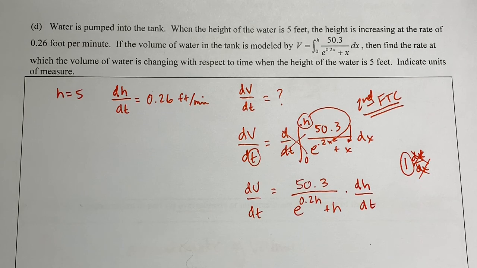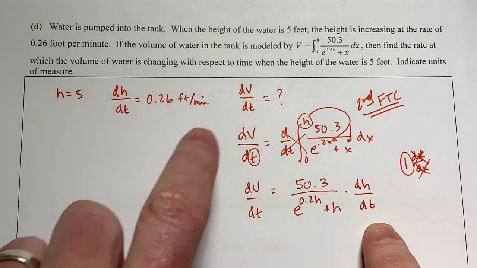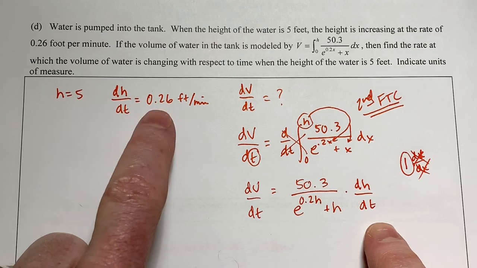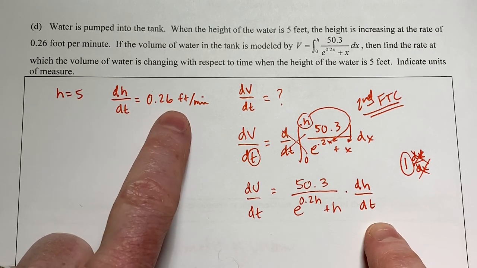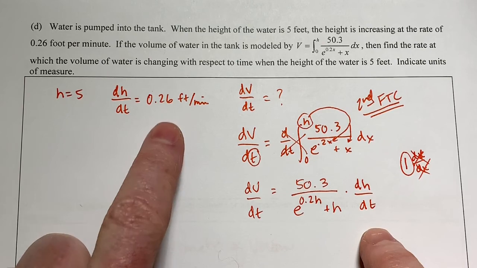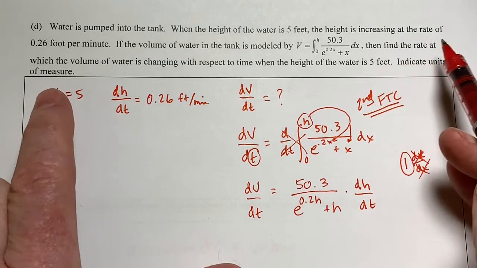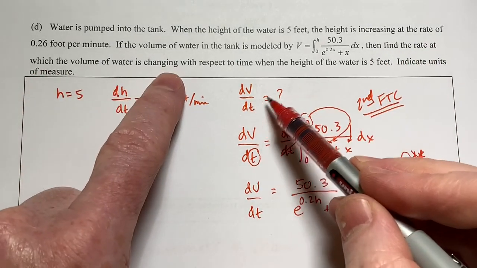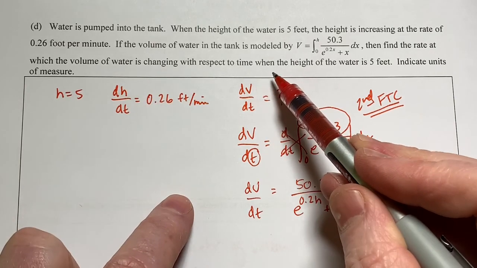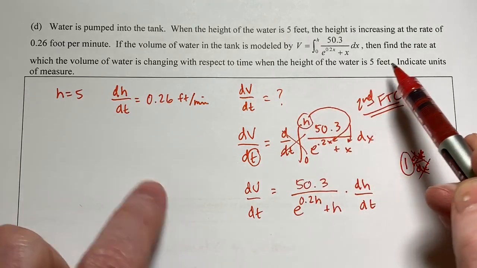And if you don't do that, then when you get down to simplifying this problem, you end up not being able to insert this 0.26. So that's the derivative. And the question was, find the rate at which the volume of water is changing, right? With respect to time, when the height is 5.